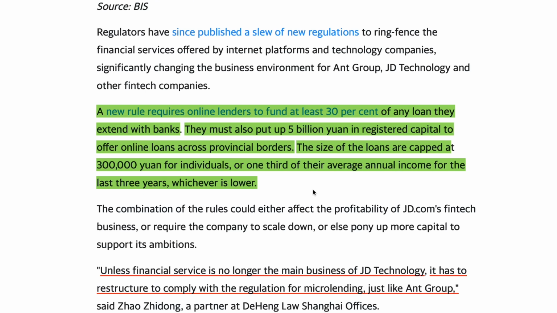This is from the South China Morning Post. A new rule requires online lenders to fund at least 30% of any loan they extend with banks. They must also put up 5 billion yuan in registered capital to offer online loans across provincial borders. The size of the loans are capped at 300,000 yuan for individuals, or a third of their average annual income for the last 3 years, whichever is lower.